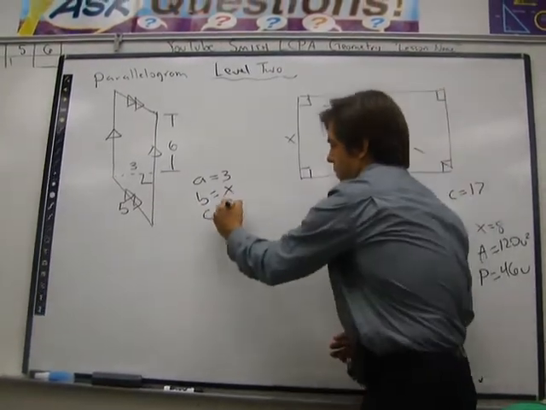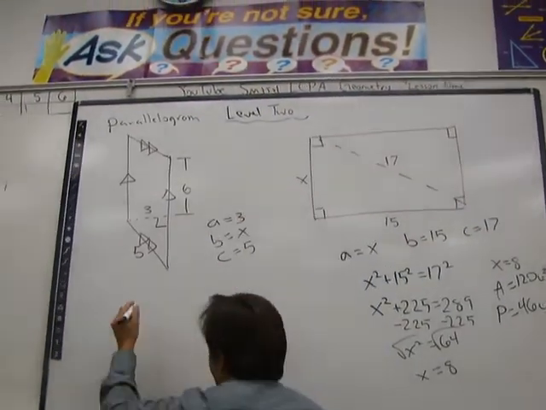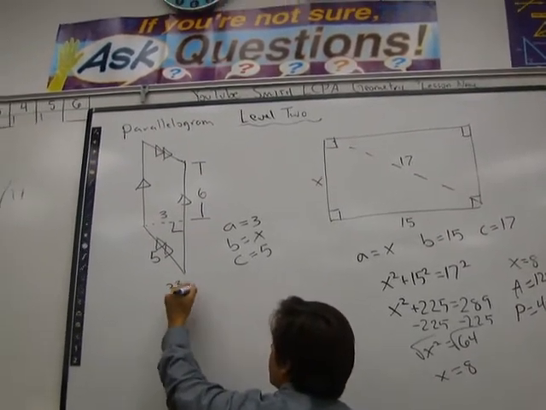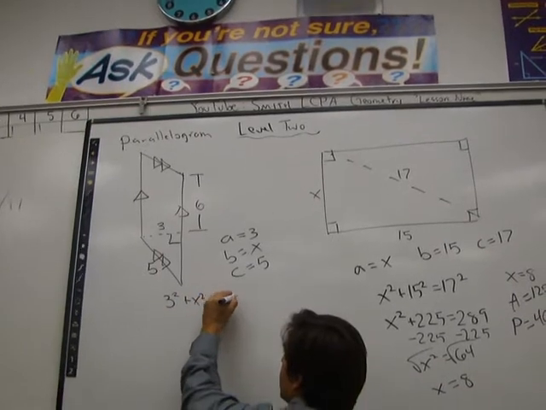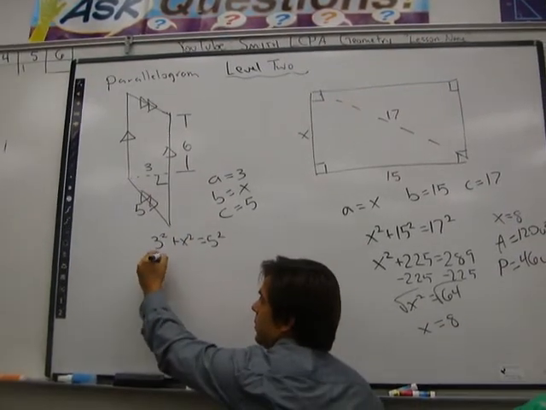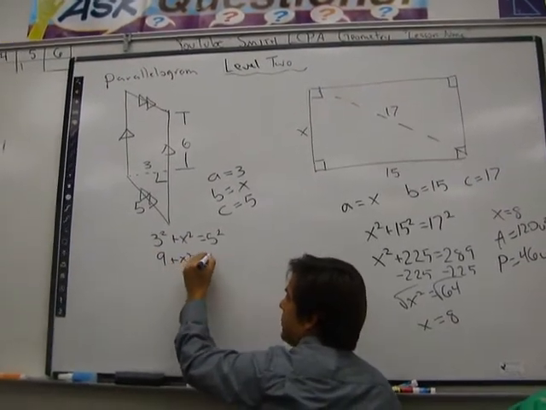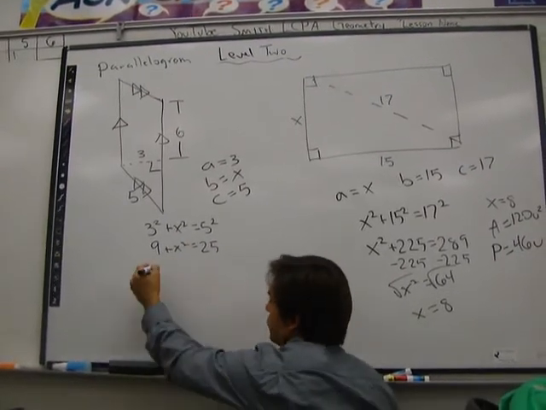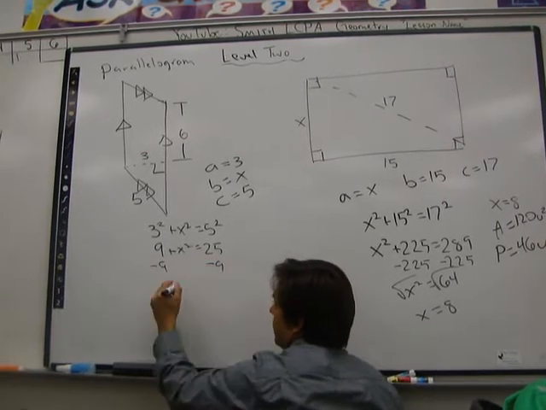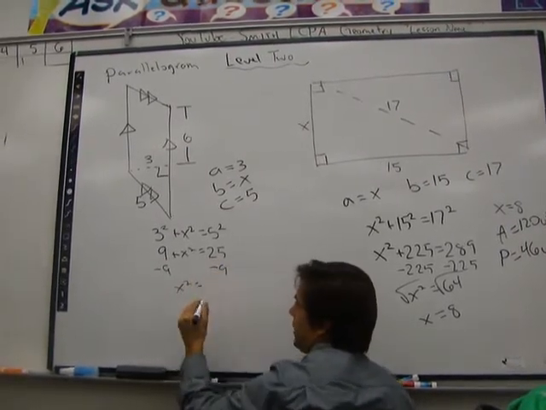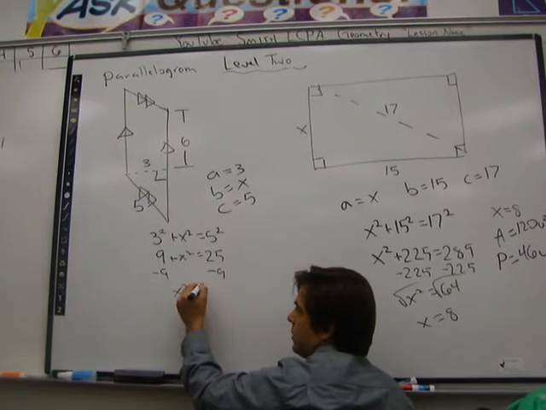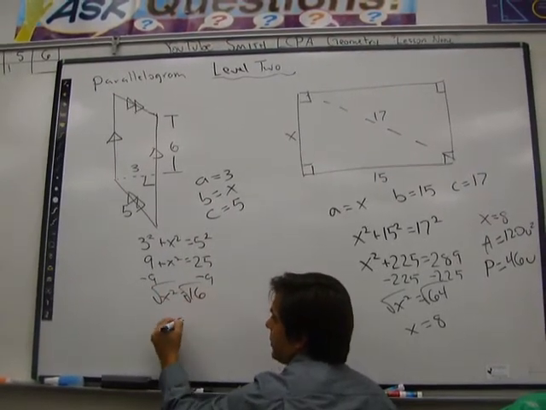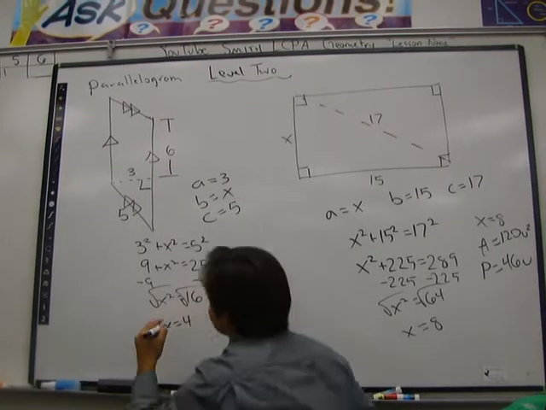5. Okay. So give me my Pythagorean theorem here. Oh, you know it. 3 squared plus x squared equals 5 squared. What's 3 squared? 9. 9 plus x squared equals 25. What are we trying to figure out? X. So we'll subtract 9. So we get x squared equals, what is 25 minus 9? 16. Good. So we take the square root of both sides and x equals 4.